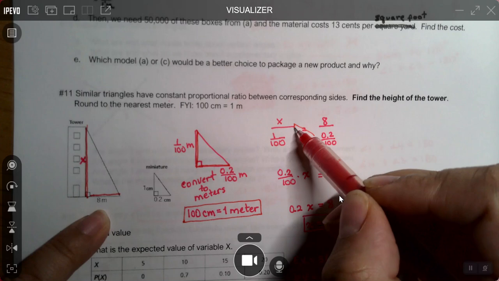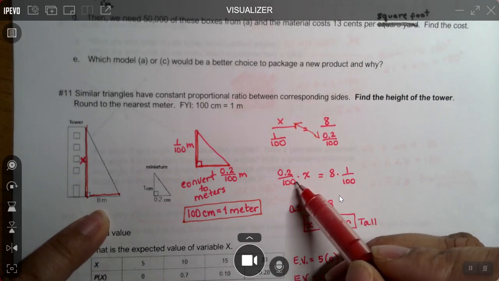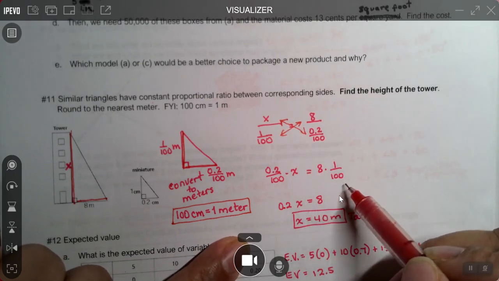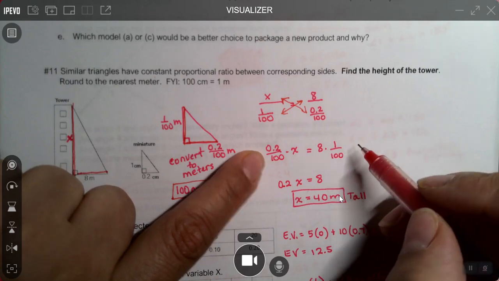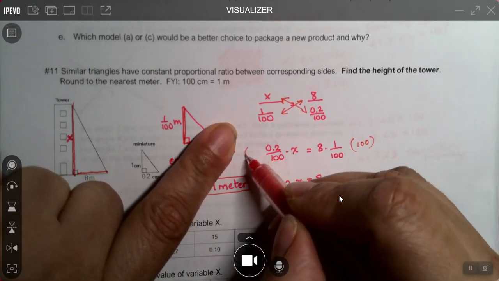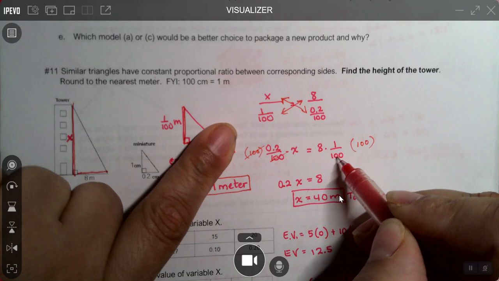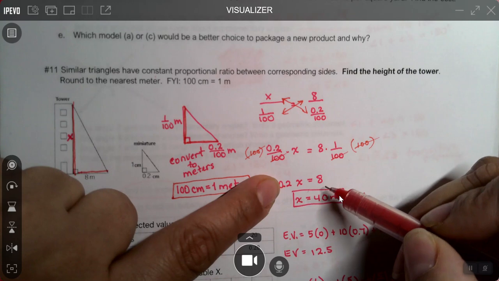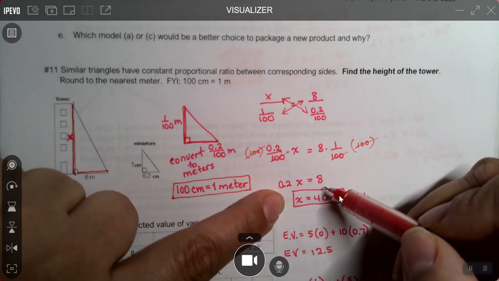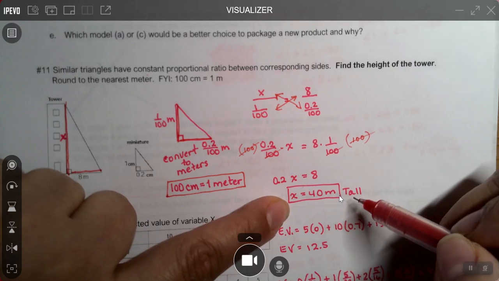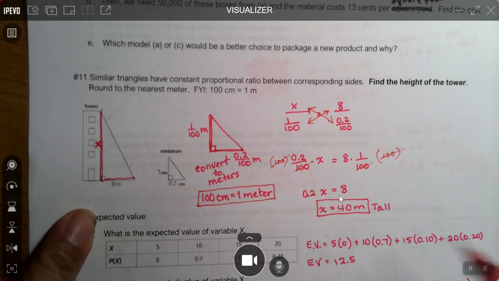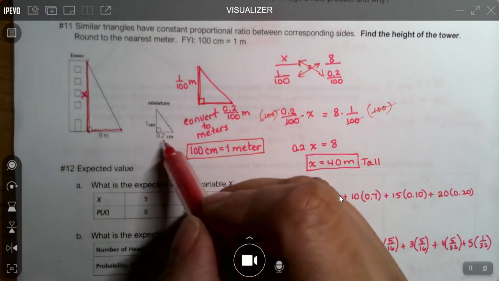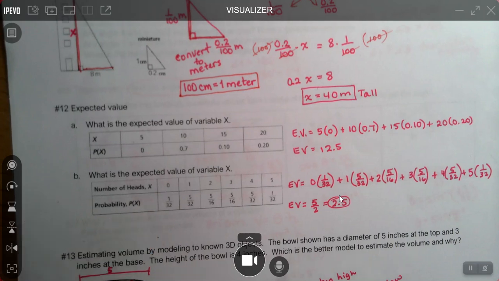Then I cross multiplied: 0.2 over 100 times x, 8 times 1 over 100. And since they're both being divided by 100, if I multiply by 100 on both sides, guess what happens to the 100s? They cancel. And so now I'm left with 0.2x equals 8. I divide both sides by 0.2, and I get that x equals 40 meters tall. And that's the height of the tower. All right, but please make sure that you know how to do similar triangles and that you check your units to make sure they match.